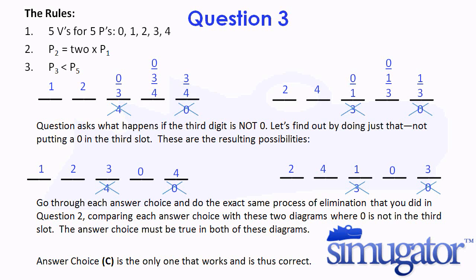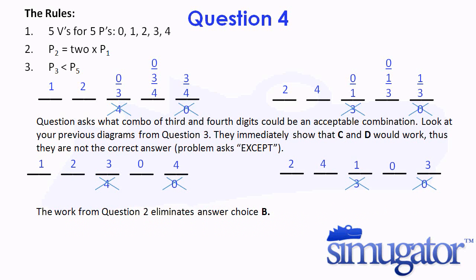Now, I'm going to go through each answer choice and do the exact same process of elimination that I did in question 2, comparing each answer choice with the 2 diagrams where 0 is not in the third slot. The answer choice must be true in both of these diagrams. Very easy. Answer choice C is the only one that works and is thus the correct answer.